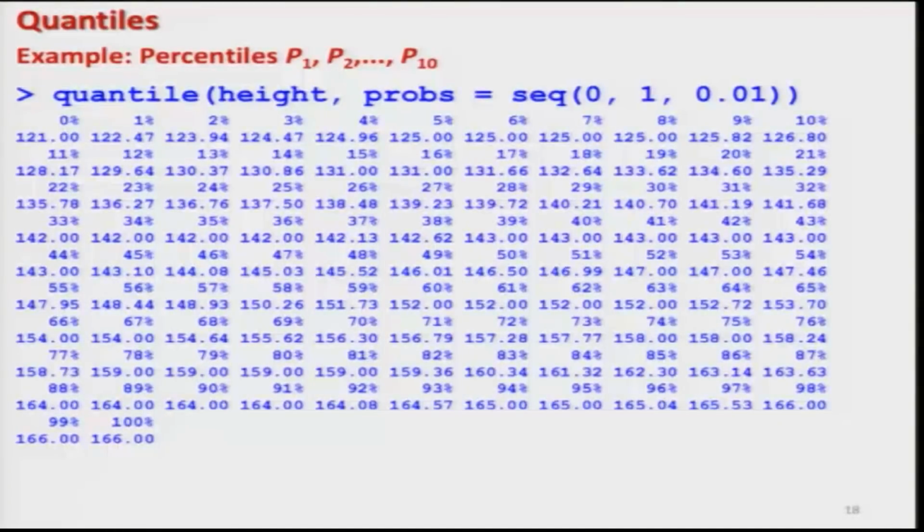So, I simply replace the value in the probs by 0.01, and you can see here that the values of all 100 percentiles have been obtained. For example, this is the value of the first percentile, this is the value of the second percentile, this is the value of the third percentile, and similarly, in the last, this is the value of the 99th percentile and this is the value of the 100th percentile.